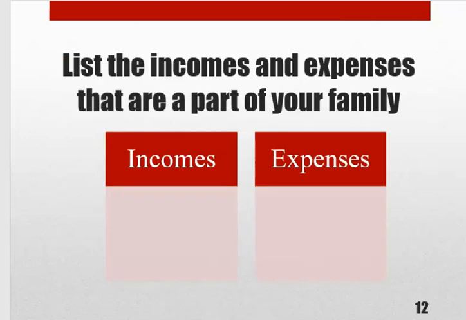You have an activity to list the income and expenditures that are part of your family. List it down as much as incomes and expenses if possible.